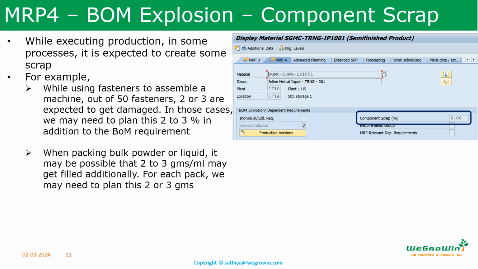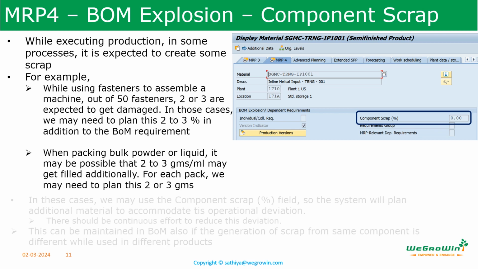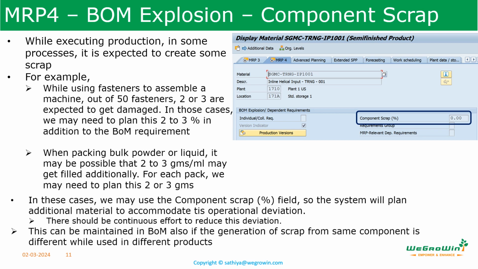So when we do MRP planning, we need to give information to the system that this is what is going to happen. A little bit more material will be consumed, and we can give this in the component scrap as a percentage. When we give a percentage like 5%, and the requirement is 100, the system will plan the material as 105. So we don't miss out on material when some scrap is happening.